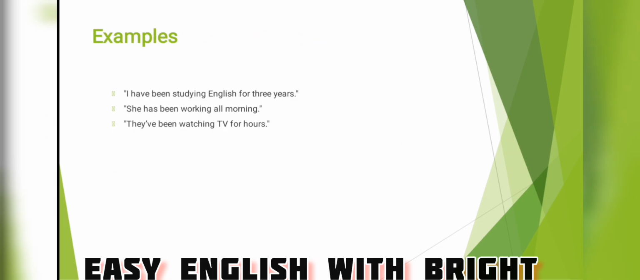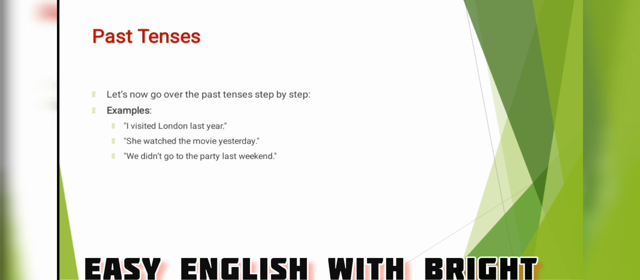Examples: I have been studying English for 3 years. She has been working all morning. They have been watching TV for hours. Past tense. Let's now go over the past tense step by step. Examples: I visited London last year. She watched the movie yesterday. We didn't go to the party last weekend.